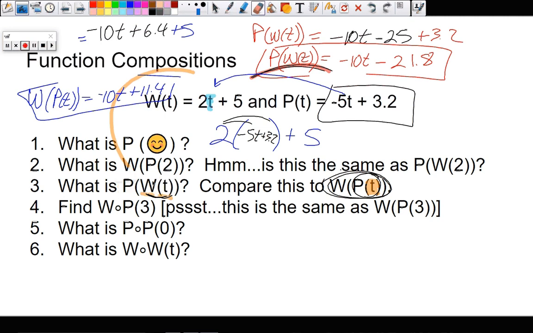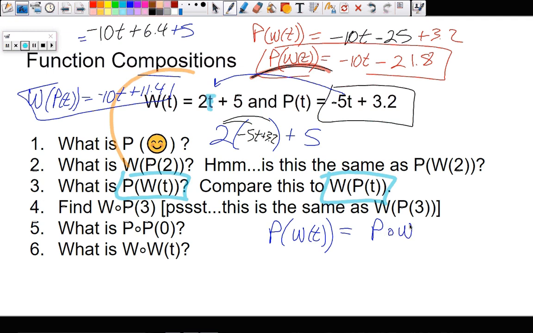Real quick, can I have someone volunteer just to make sure that we're good to go? How do I read that? Yes? P of W of t. Yep, P of W of t. Anyone, how do I read this? W of P of t. Now let me show you something real quick. P of W of t can also be written like this. They mean the same thing.